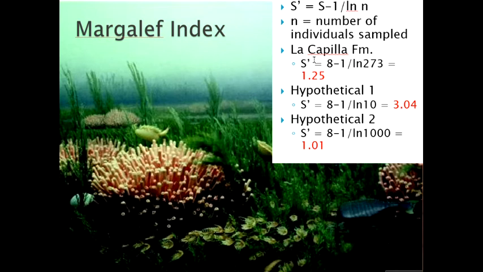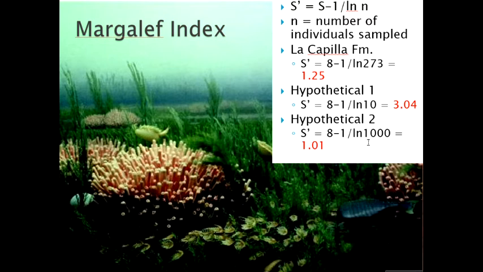And so for our three examples here, the real one, the La Capilla formation, when I do that, Margalef is 8 minus 1 divided by the natural log of 273, and I get a value of 1.25. But if I do that with that second hypothetical, I get a value of 3.04. Notice it's different. And then if we do the third example, I get a value of 1.01.